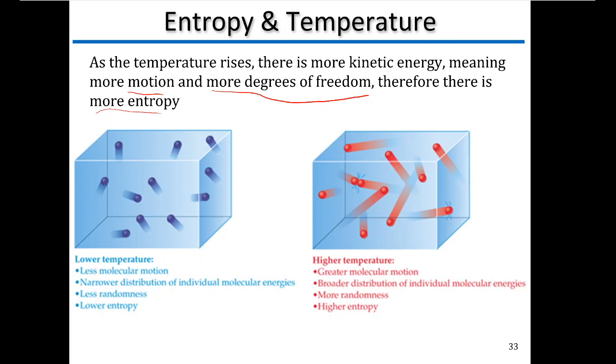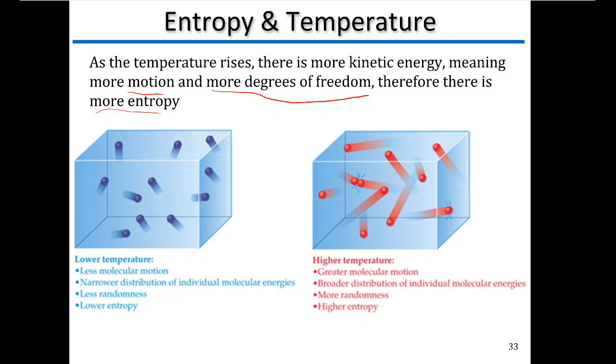So they're moving at some speed, let's just say, with some velocity. If we were to take a snapshot of this container, the likelihood of finding those molecules in those positions or similar positions is more likely than if we were to increase the temperature. So what happens when we increase the temperature?